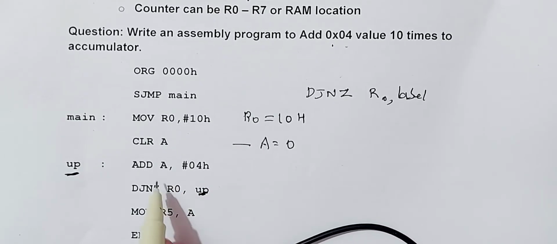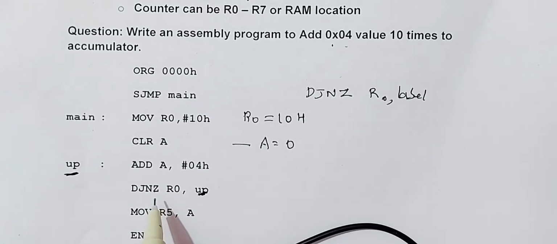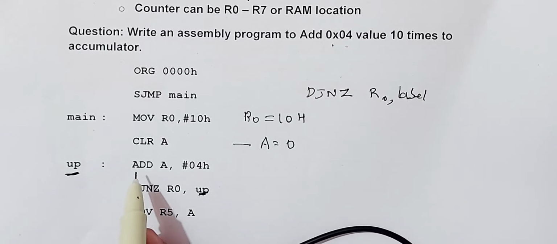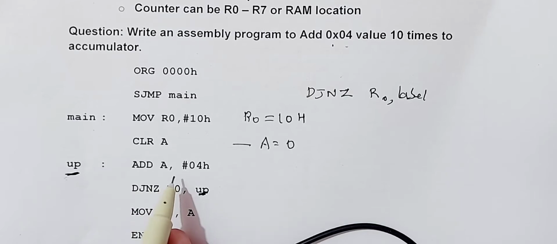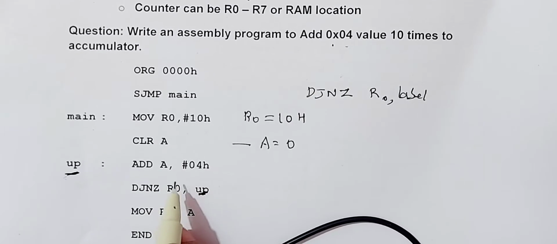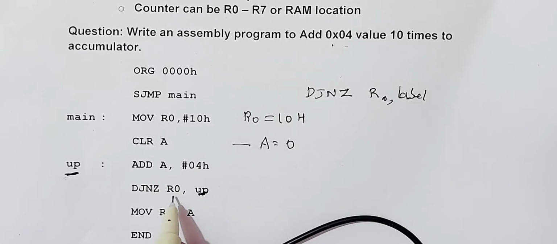Next, the program counter will jump to here. Then decrement: 9 goes to 8. 8 is not 0. Therefore, again it jumps to here, because the jump is specified by the label up. It adds again. Similarly, this adds 10 times. After 10 times, R0 becomes 0.